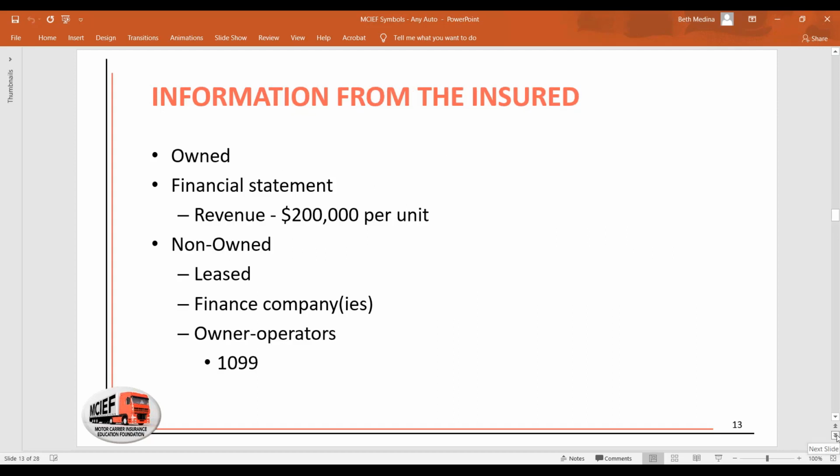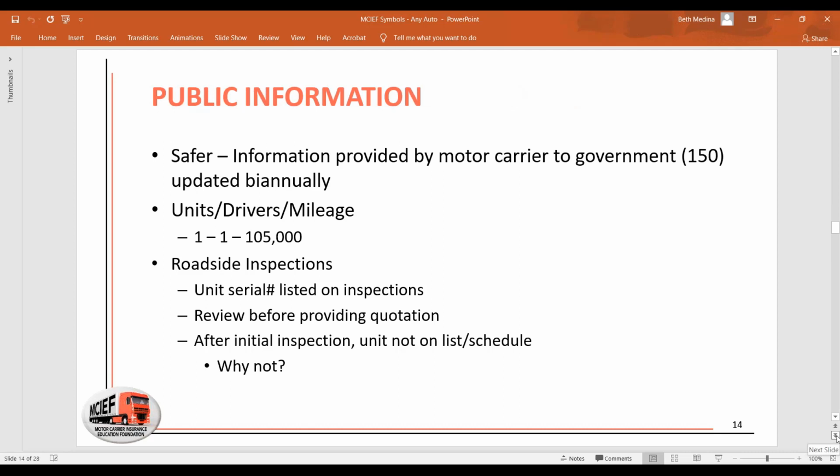So the information from the insured shows what vehicles they own. The financial statement would be for every vehicle about $200,000 worth of revenue. Then they also have the non-owned, if it's leased or finance company, or if it's owner operator, they'll have to be 1099. We look at the public website Safer to get information. This is provided by the motor carrier to the government on their 150 form, and it must be updated biannually.